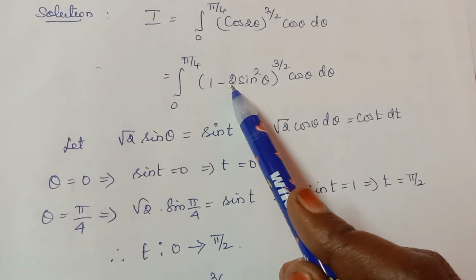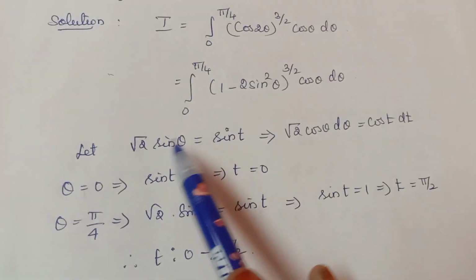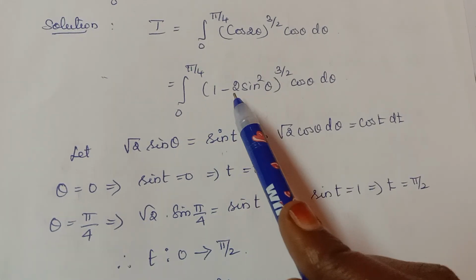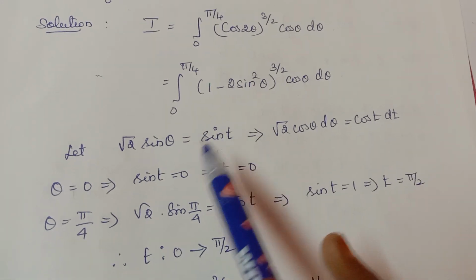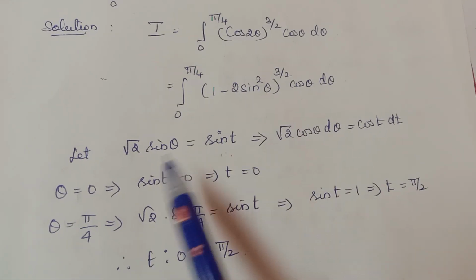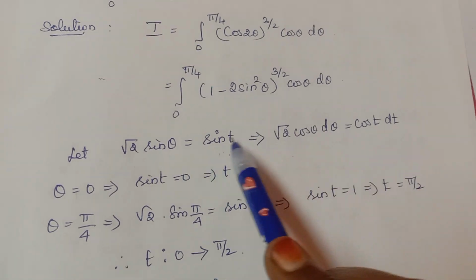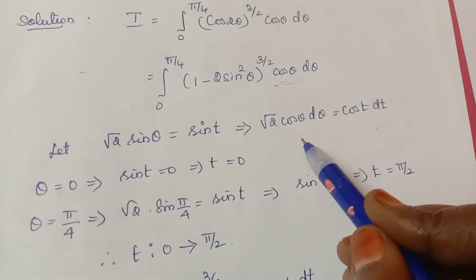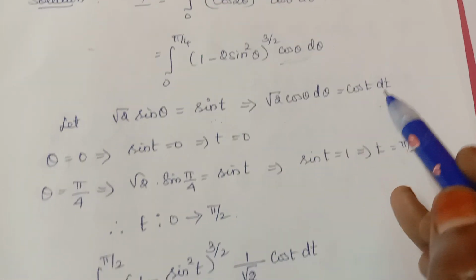So here it is (root 2 sin theta) the whole square, no? So that root 2 sin theta I am taking as sin t. So that this will reduce to a finer form. Okay, so root 2 sin theta I am taking as sin t. So if you differentiate, what will happen? Root 2 cos theta d theta equal to cos t dt. So instead of this cos theta d theta, what are you going to substitute? Cos t dt by root 2.